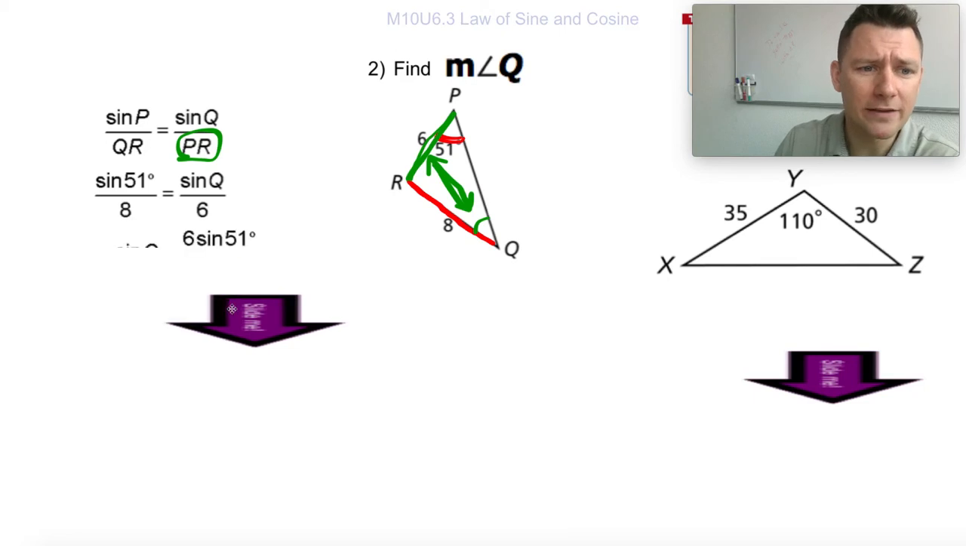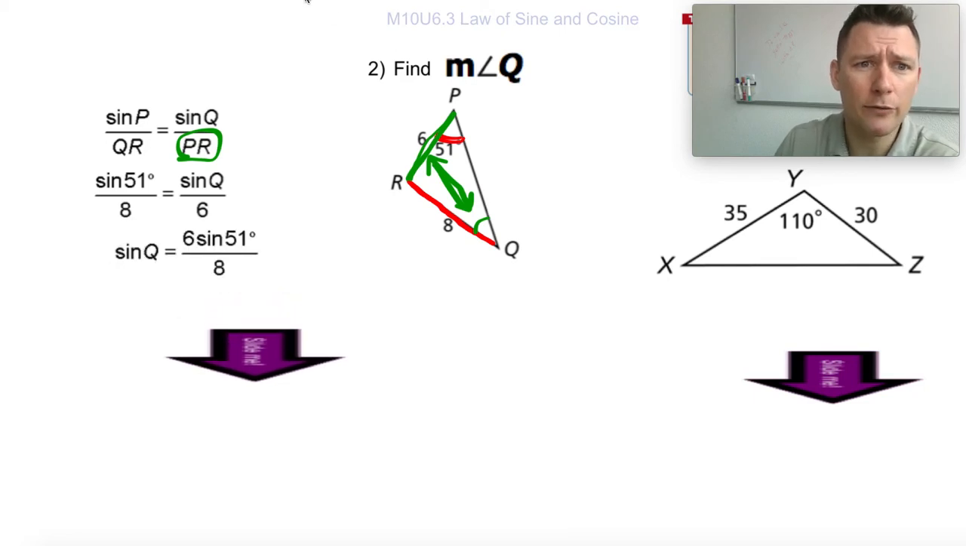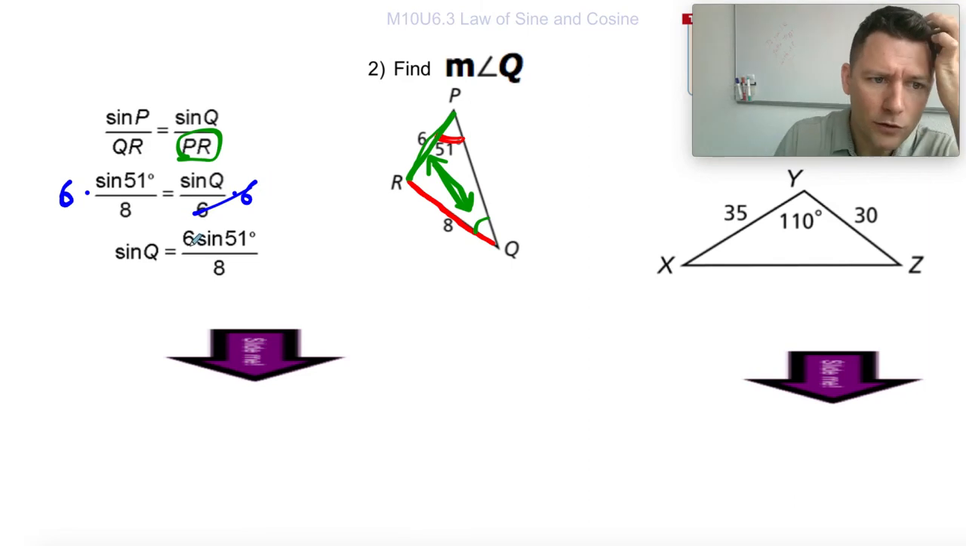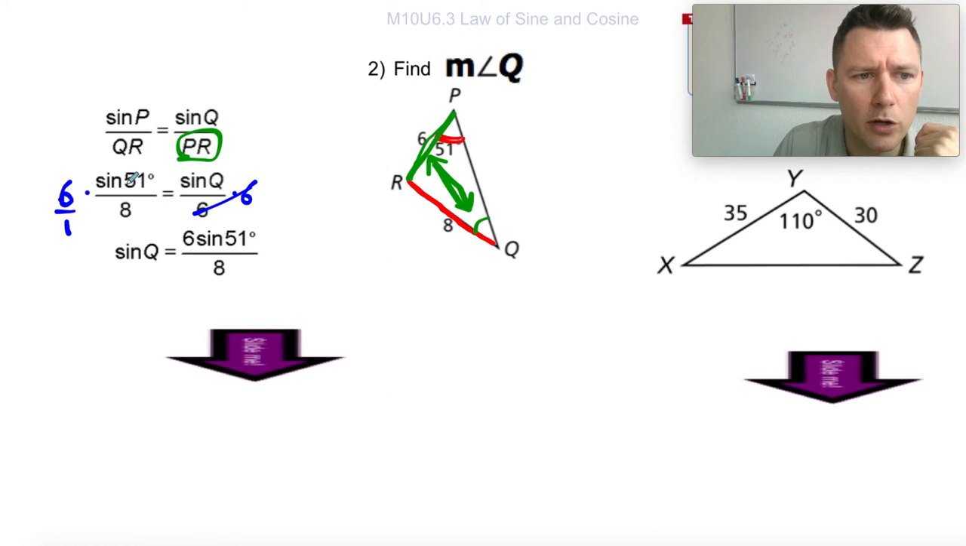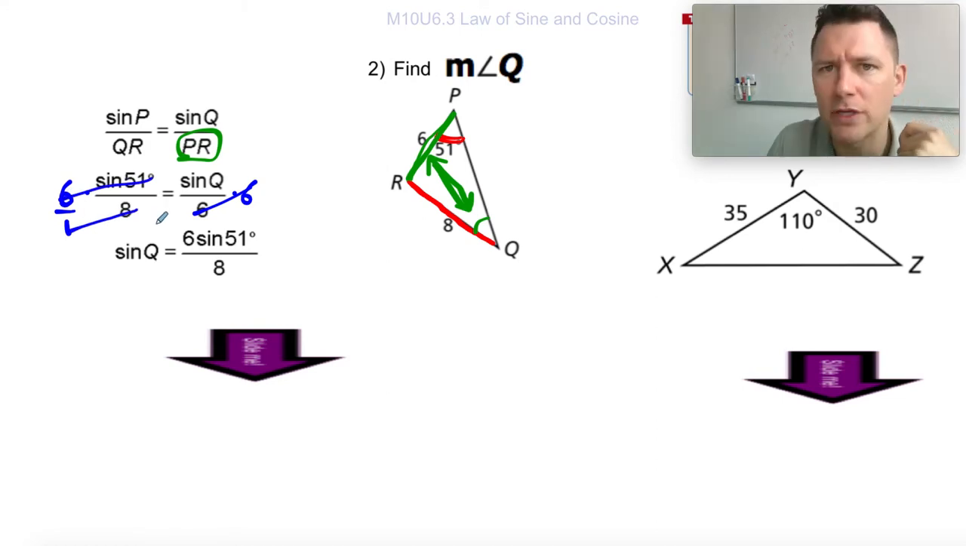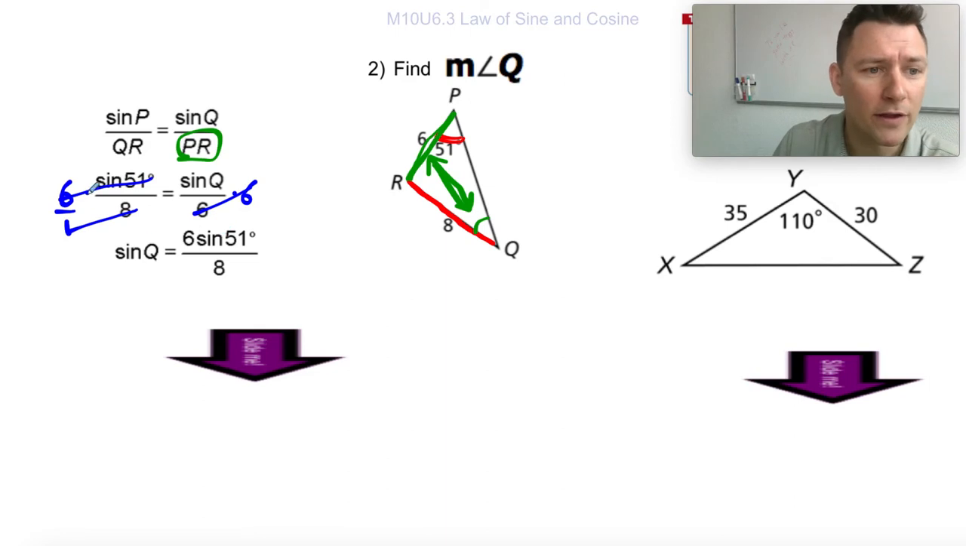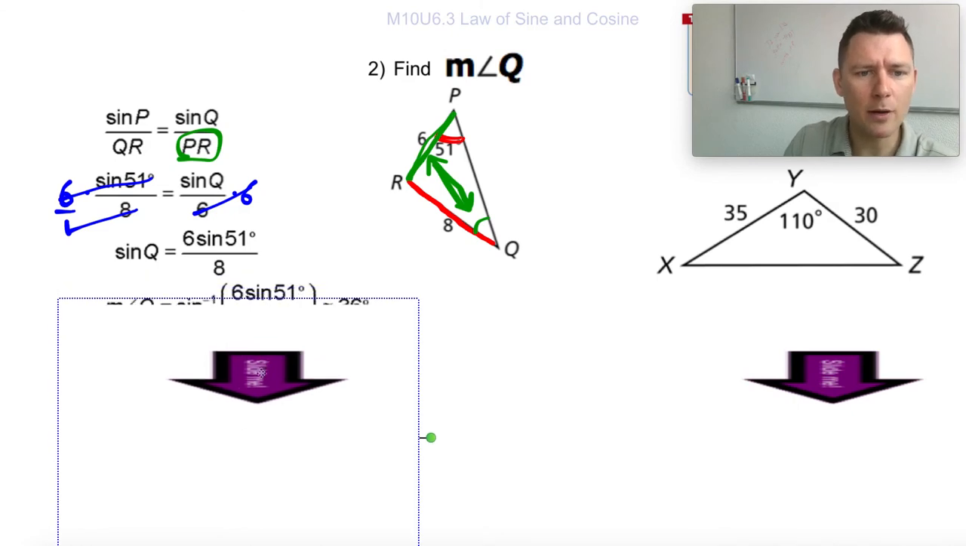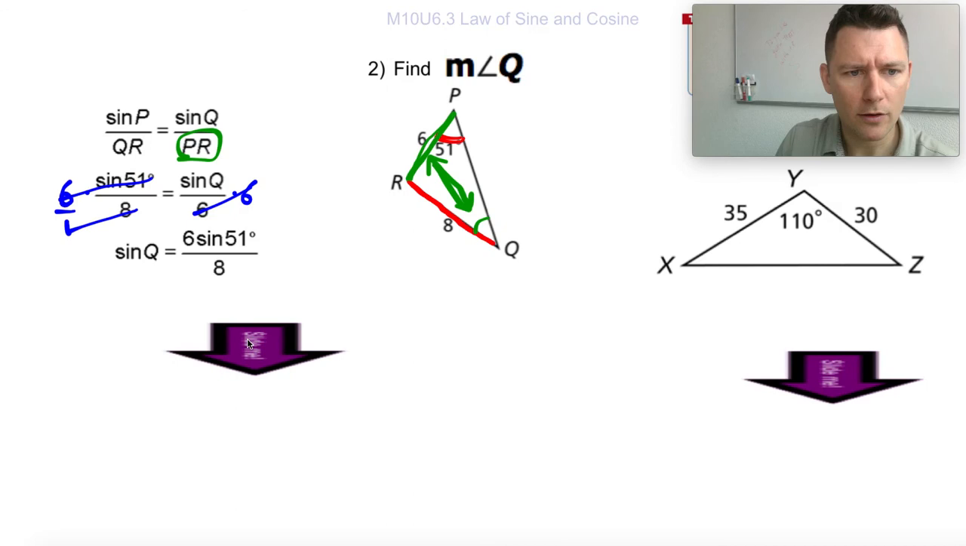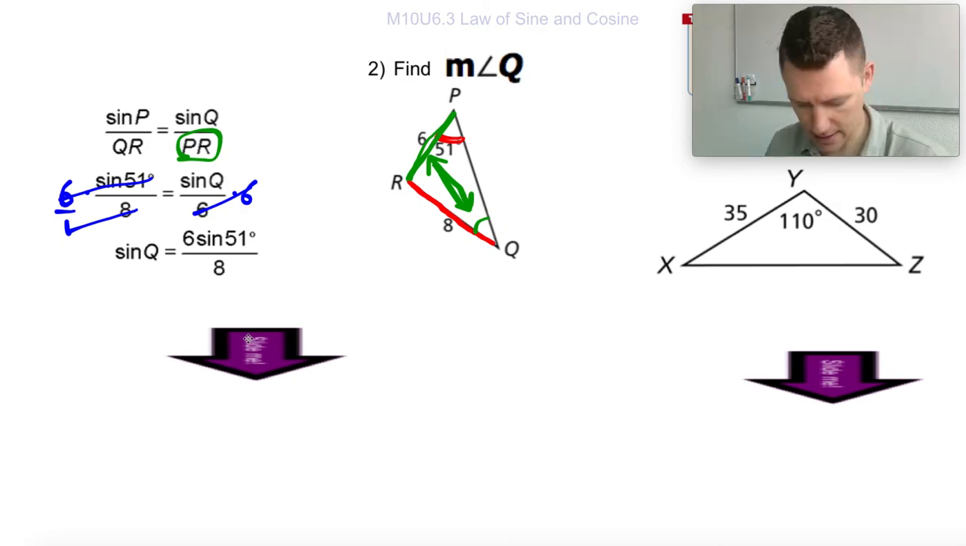So to get sine of Q by itself, we would multiply both sides by 6. You'd say times 6, times 6. These cancel. You see this up in the numerator because it's like multiplying 6 over 1, and you multiply everything on top and everything on bottom. Don't get caught up in your fractions. Right? So 6 sine of 51 and 1 times 8, that's this. Great, so you crunch that, and you end up with, here, I'm just going to do it real quick. So 6 times sine of 51 all over 8.